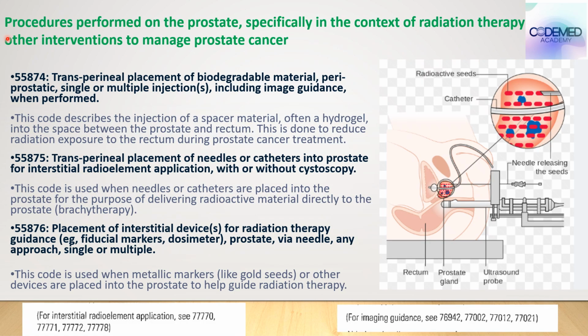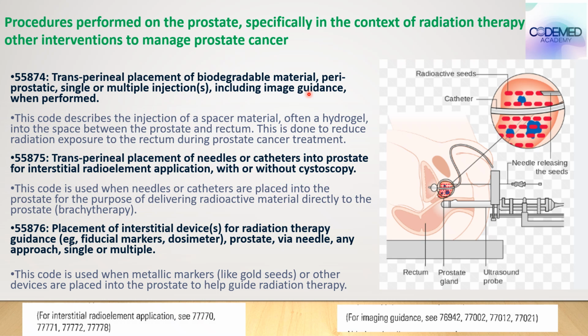Now let us look at these three codes. These are the codes we use for performing procedures on the prostate, specifically in the context of radiation therapy or other intervention to manage prostate cancer. The first code describes the injection of the spacer material. This spacer material, often in the form of hydrogel, is placed in between the prostate and the rectum, and this is done to reduce the exposure of the rectum to unnecessary radiation, because we are doing prostate cancer treatment, so we need to protect the surrounding tissue, and for that we give this.